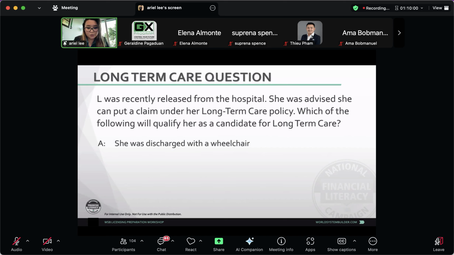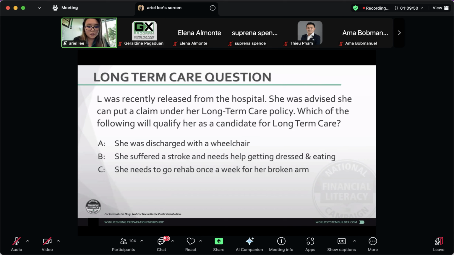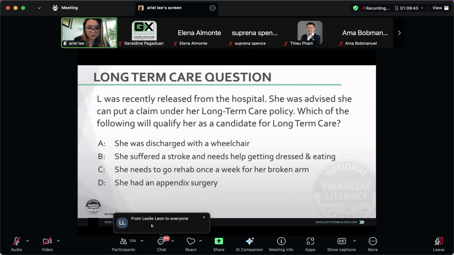A, she was discharged with a wheelchair. Or B, she suffered a stroke and needs help getting dressed and eating. She needs to go to rehab once a week for her broken arm. Or D, she needs to have an appendix surgery. B. B as in boy.